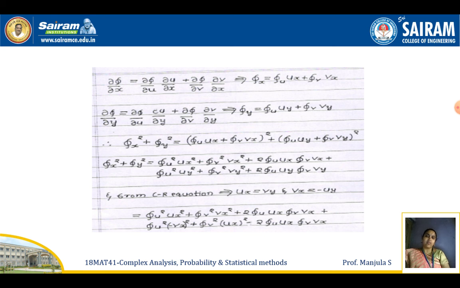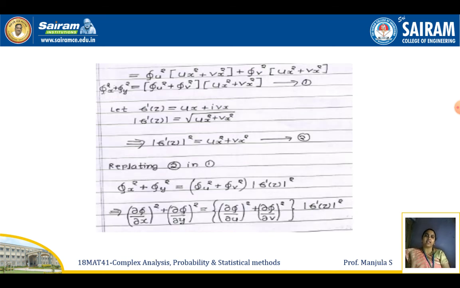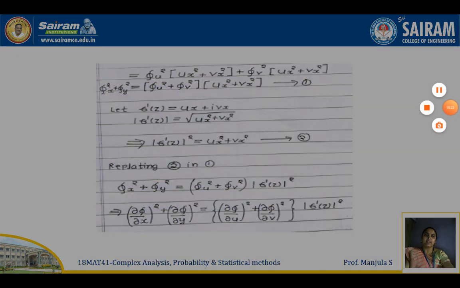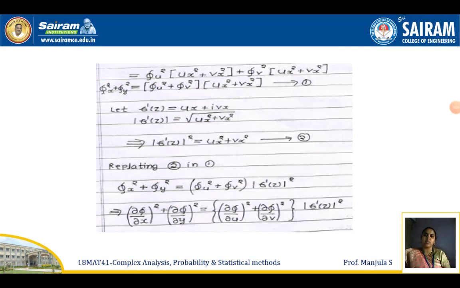And with the help of the CR equations, ux equals vy and vx equals minus uy, we do the simplification of the above equation. So two terms will get cancelled. After doing the simplification, we can write this as φx² + φy² equals (φu² + φv²) into (ux² + vx²). Take this as equation number 1.